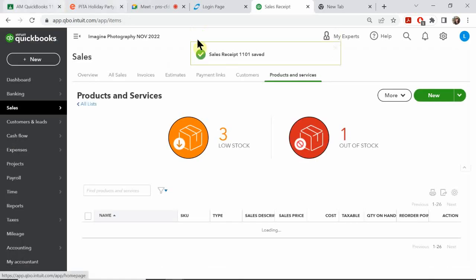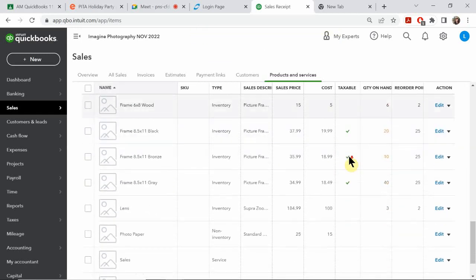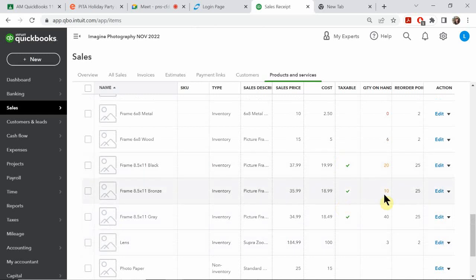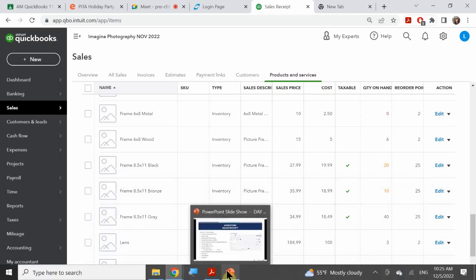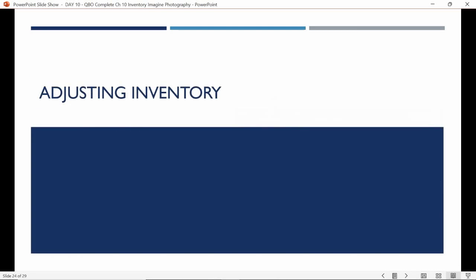So once I've done that, boom. Now I look at my inventory center here and see that now my bronze is low, right? It's gone to the point where I only have 10 items left for my bronze. Okay. So that is the unique feature that can help you keep track of your items much more easily. Okay. All right. So any questions there? Okay.